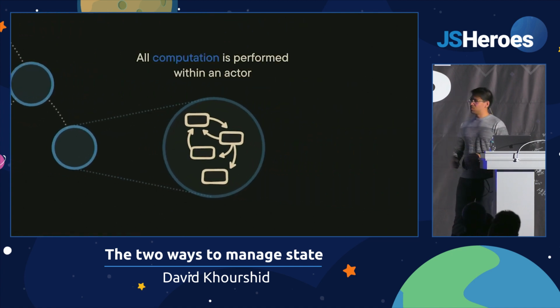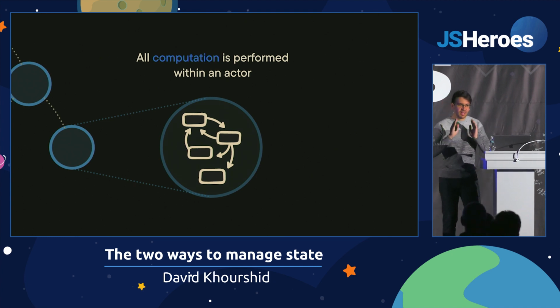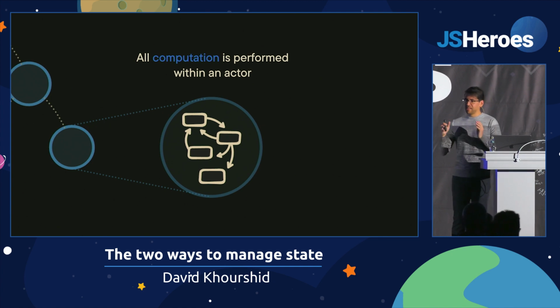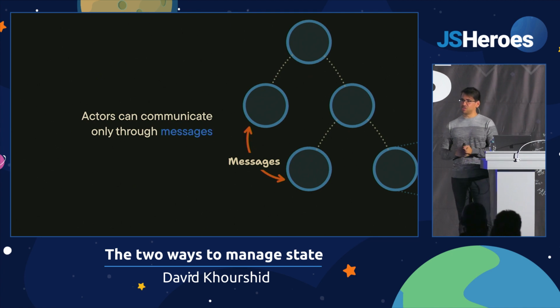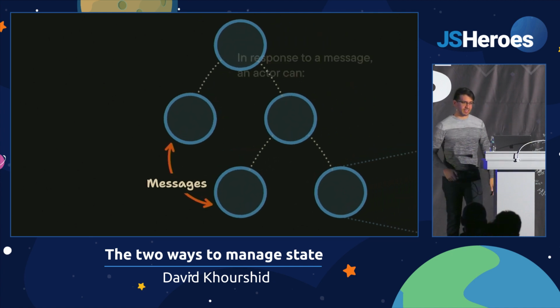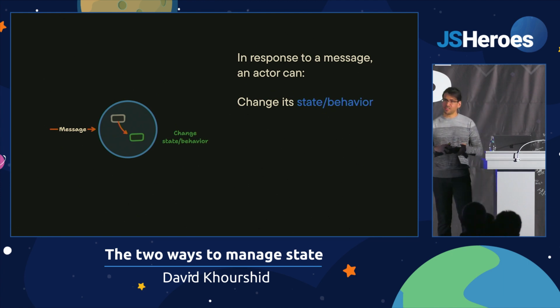So that means that when state is updated, it's only updated by the actor itself. It's not updated externally. We can't modify the actor's state. It's private to the actor. The second one is that actors can communicate only through messages. Just like you and I can't read each other's minds, we communicate through message passing. And in response to a message, an actor can change its state or behavior.